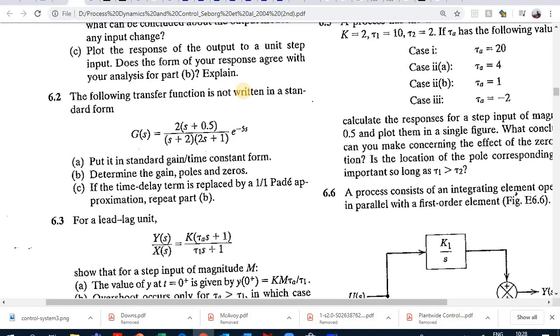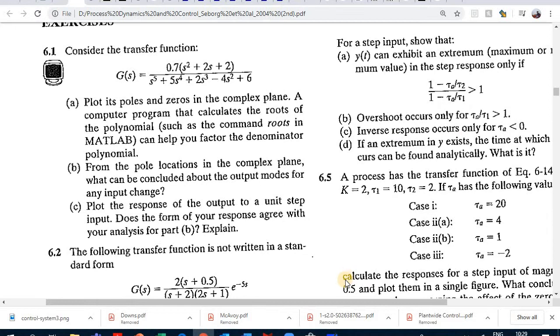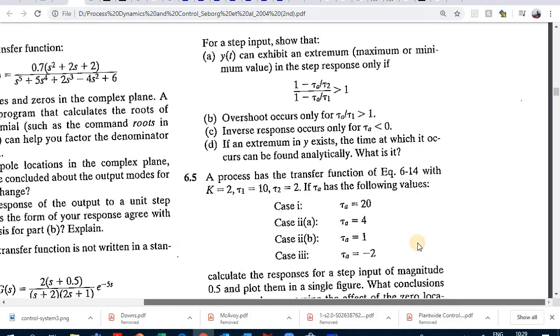We can now go to 6.5. Because 6.3 and 6.4 are just derivations. It is good, but I would like to solve problems now. Okay, so we will go to 6.5. So going to 6.5, here we have 6.5.